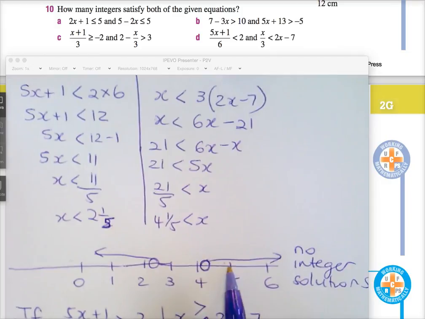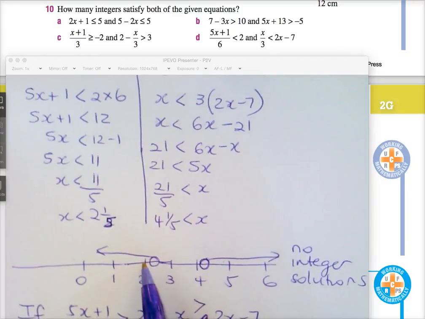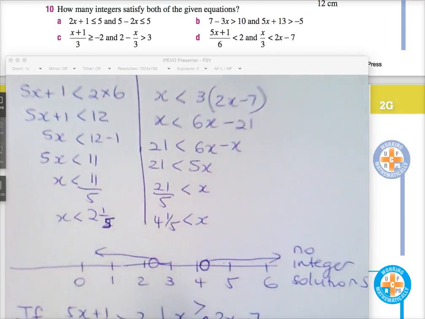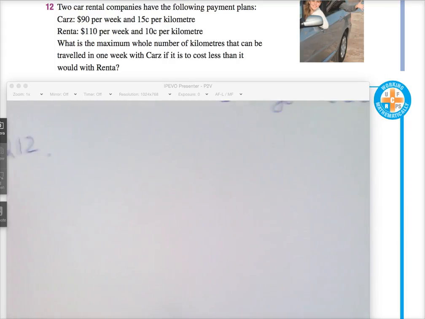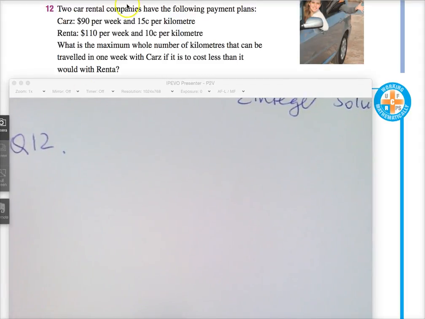The answers to this one are 5, 6, etc. The answers to this one are 2, 1, 0. They don't overlap. Question 12. 2 rental companies have the following payment plans.